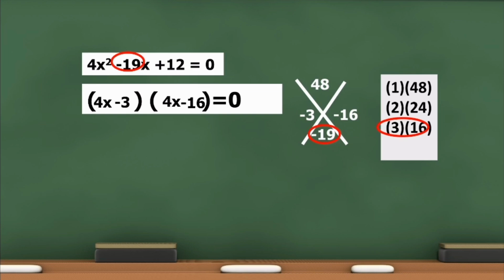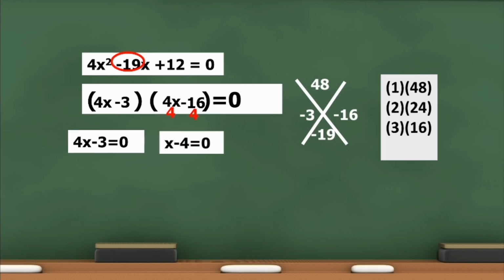So, mapapansin naman natin doon sa ating second factor class, parehas silang divisible by 4. So, i-divide natin sila parehas sa 4. So, 4x divided by 4 is equal to x, and 16 divided by 4 is equal to 4. Kaya magkakaroon naman tayo ng 4x minus 3 is equal to 0. And x minus 4 is equal to 0.